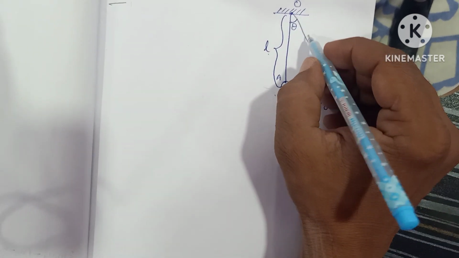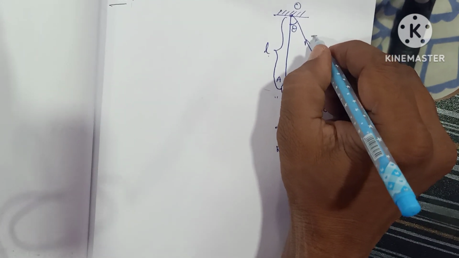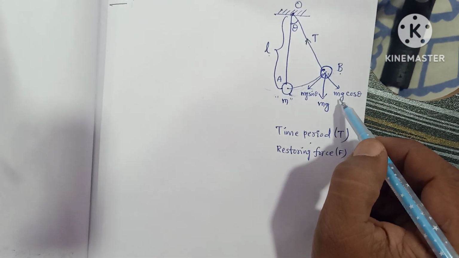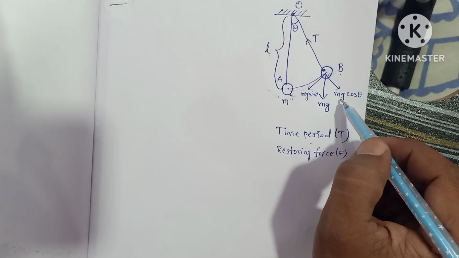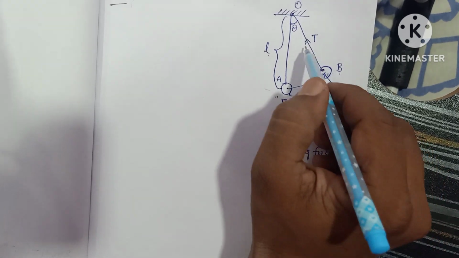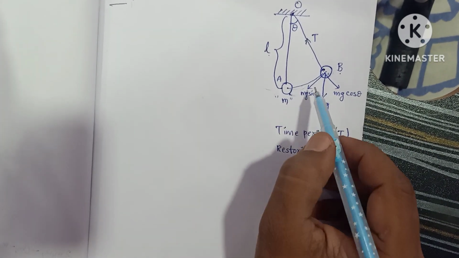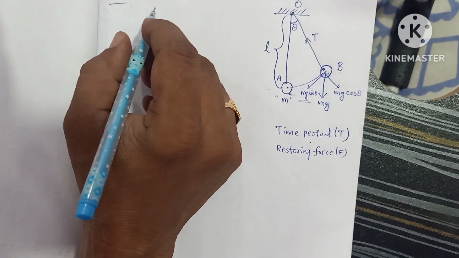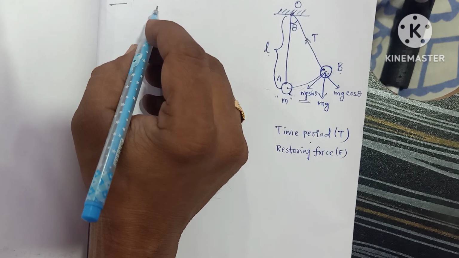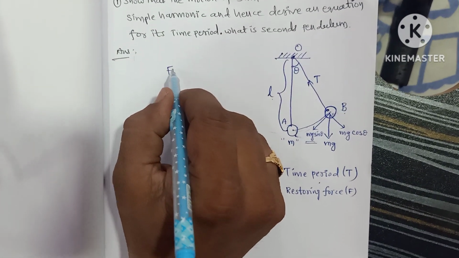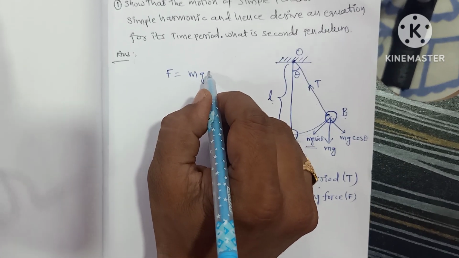Here for the string there will be a tension which is acting towards the fixed point, and in exactly the opposite direction there is another force which is acting, mg cos theta. So both are opposite to each other, therefore they cancel each other. Here only one force is left, which is mg sin theta. That mg sin theta is always equal to the restoring force. Therefore we can write restoring force F as mg sin theta.